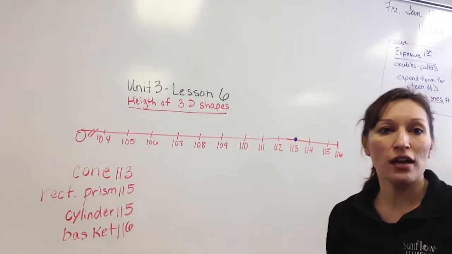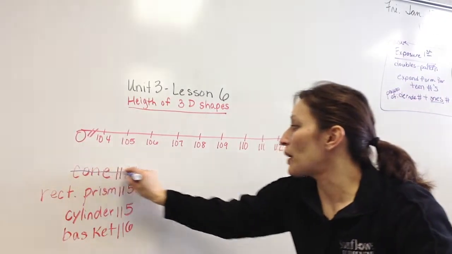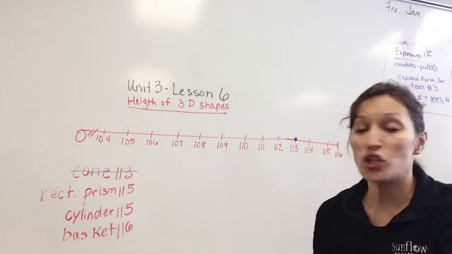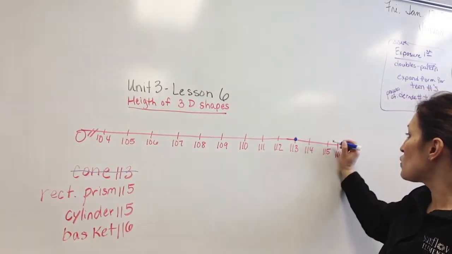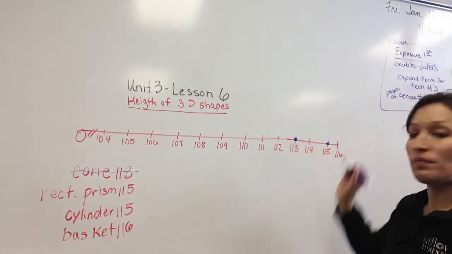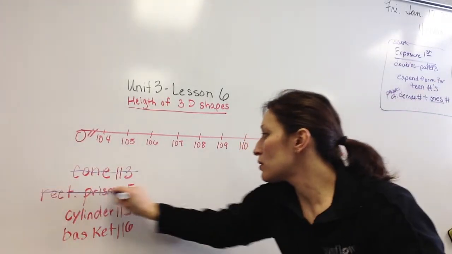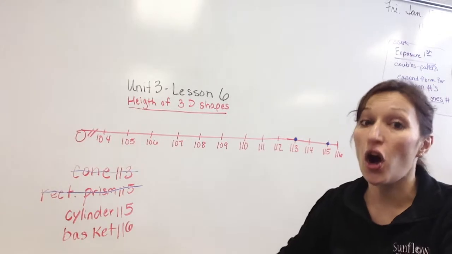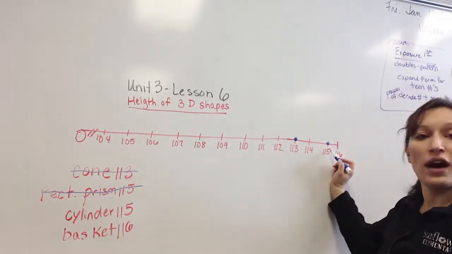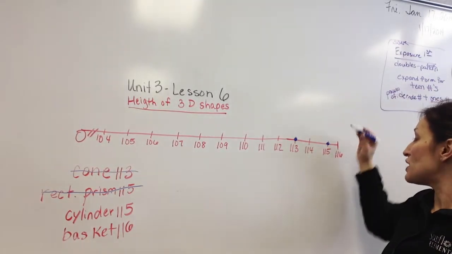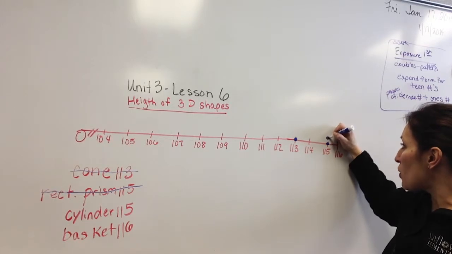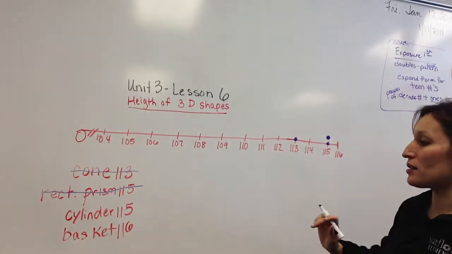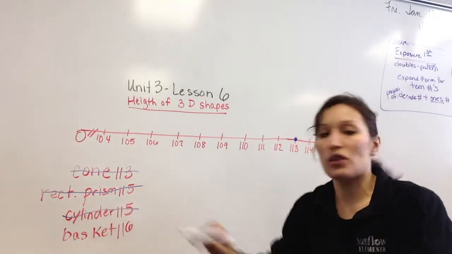See how I put a dot right there? So I did this one. He's plotted. The next one was the rectangular prism, and he measured 115. So I'm going to find 115, I'm going to put a dot right there. Got him. Now the cylinder, he measured 115 also. Uh-oh, I've already got him on my line plot, so what can I do? I can show that two things measured 115 by stacking my dots. So now I've got my cylinder out there.